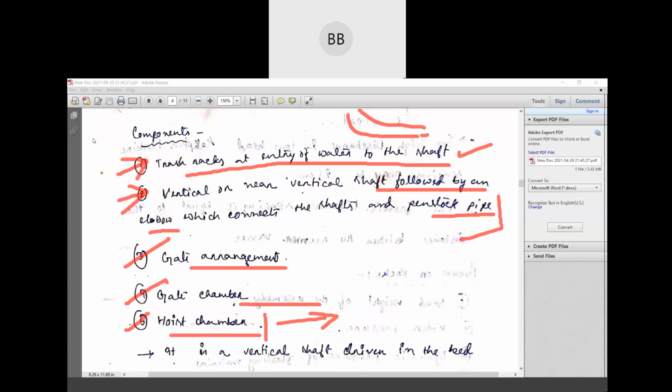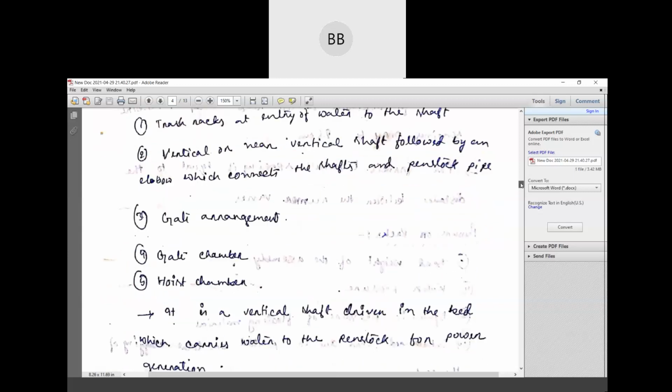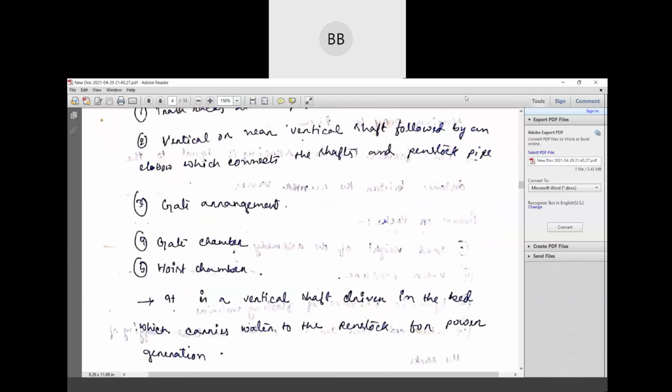And the last point you write: it is a vertical shaft driven in the bed which carries water to the penstock for power generation. Here also the disadvantages are the same. If the sediment is more, it can be buried. And it is not easily accessible for any maintenance purpose, as it is driven in the bed of the reservoir.